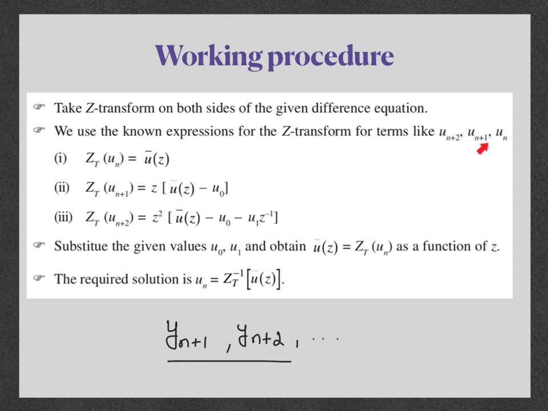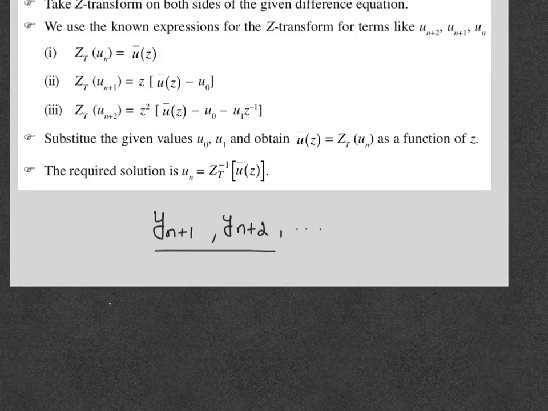You already know that. We use the Z transform of u(n) or y(n) is u bar z. If it is given y(n), we write y bar z. And the Z transform of u(n+1) is equal to z times (u bar z minus u0). So after n, if you have 1, it is z power 1. If it is 2, it is z power 2. In general, the shifting property is written as Z transform of u(n+k) is z power k.